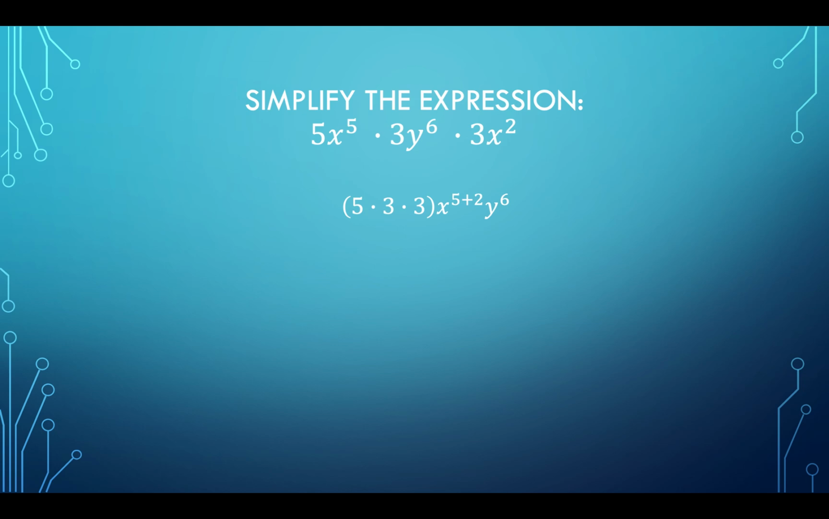Remember, x's and y's, you can only combine like terms. So we go ahead and do that. 5 times 3 gives us 15, times 3 gives us 45. 5 plus 2 gives us 7, so we have 45x to the 7. And we can't do anything with this y to the 6, so we just rewrite it. So your final answer is 45 x to the 7, y to the 6.